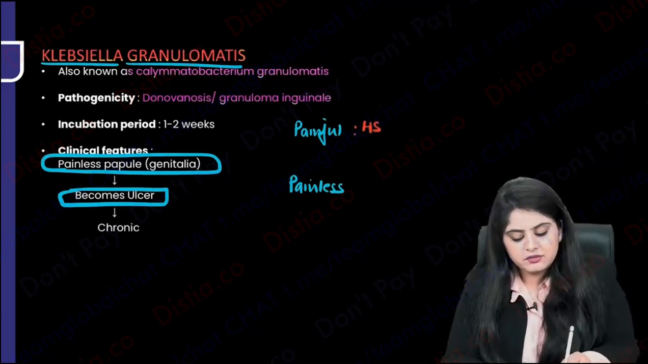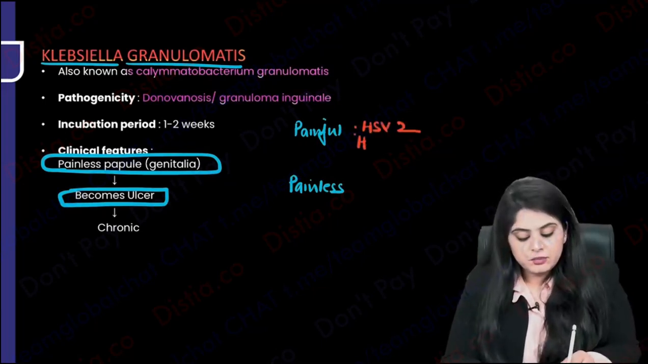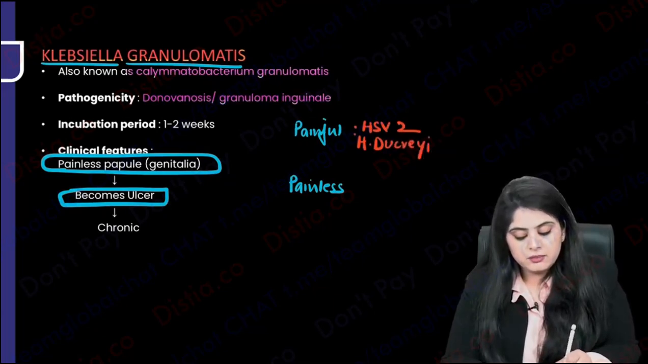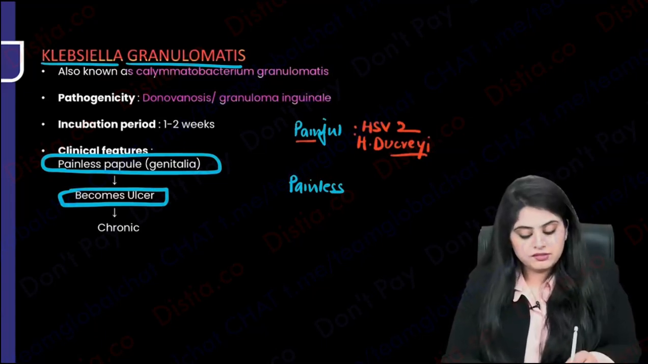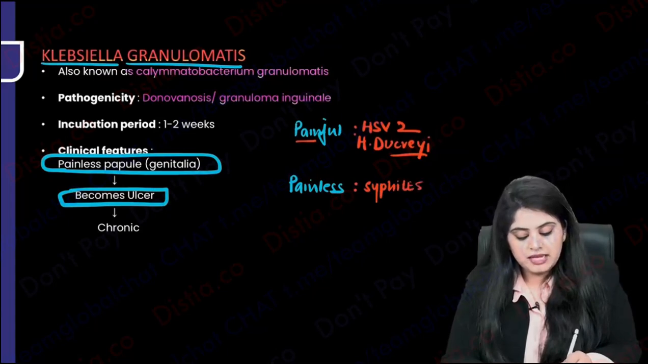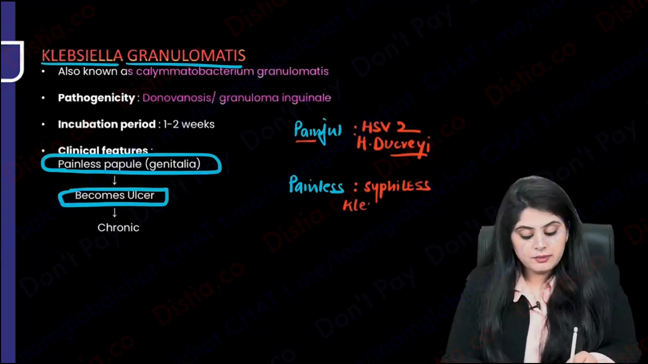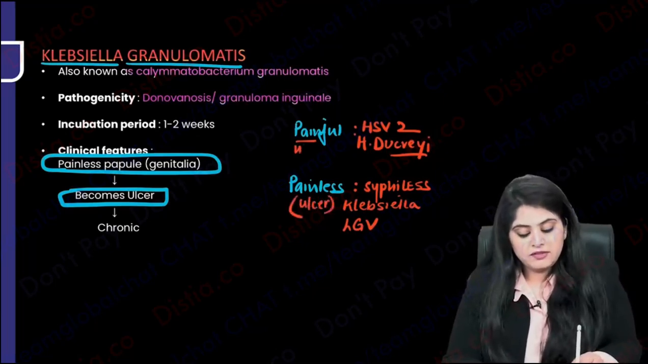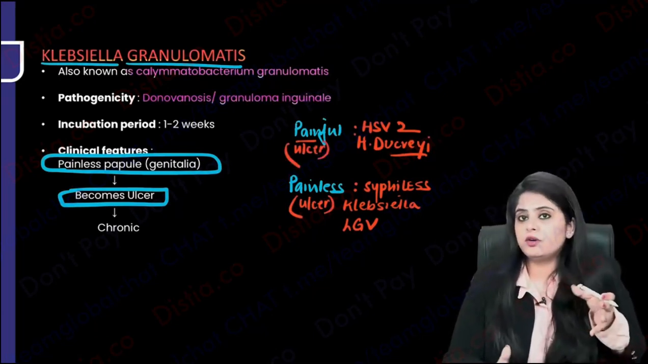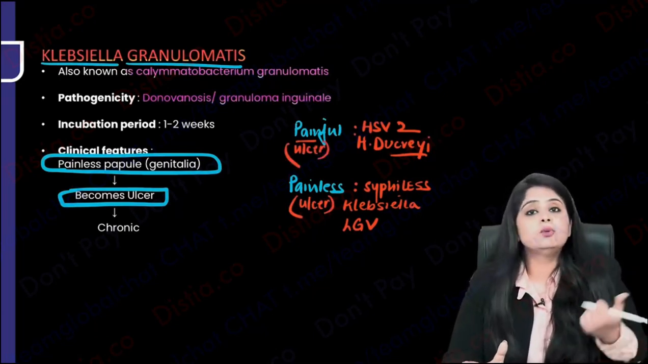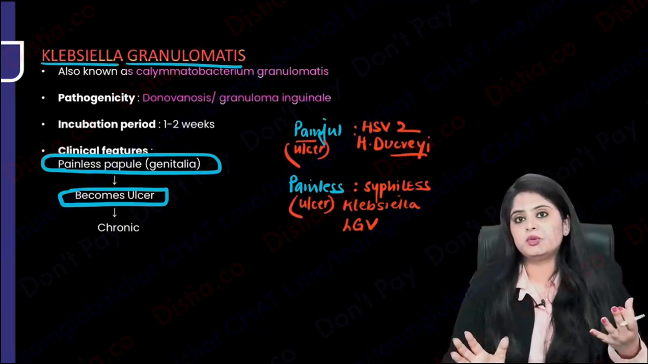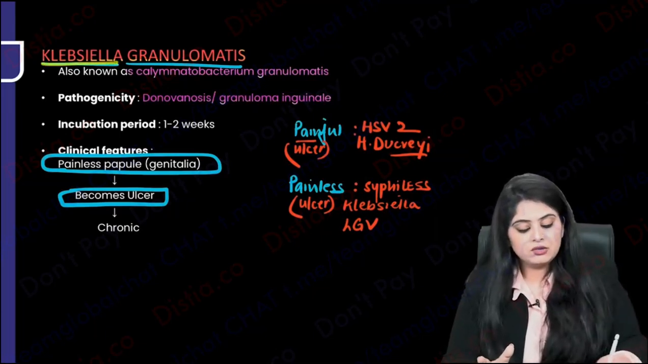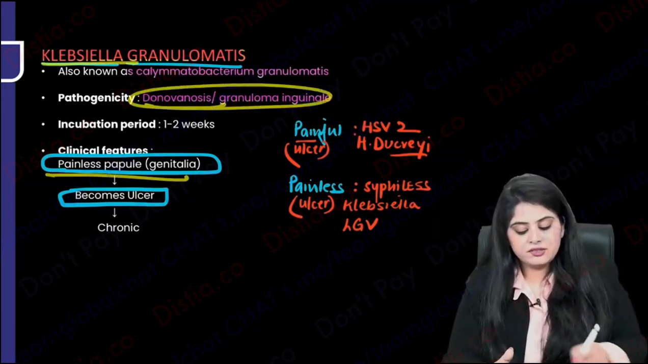So we had done that HSV2, herpes simplex 2, and Haemophilus ducreyi, where the person will cry with pain. These are the painful ulcers. Whereas when I'm talking about syphilis, everything was painless. Then I told you this Klebsiella is also painless, and lymphogranuloma venereum is also going to be a painless ulcer. So these painful and painless genital ulcers, if you're feeling, oh my god, what is ma'am saying all of a sudden, go to the spirochetes chapter, we have spoken about it in complete detail. Okay, so yes, Klebsiella also shows you a painless ulcer.